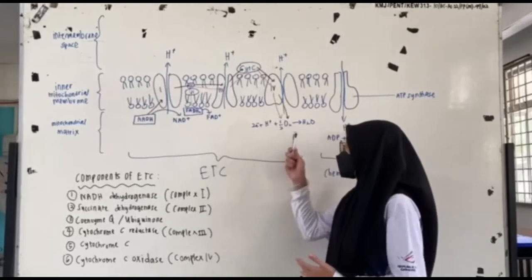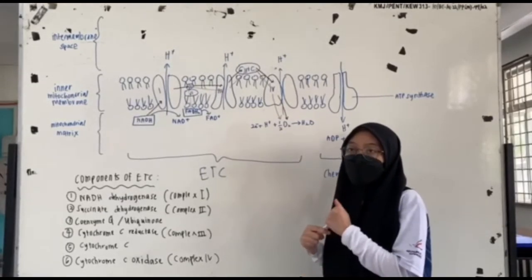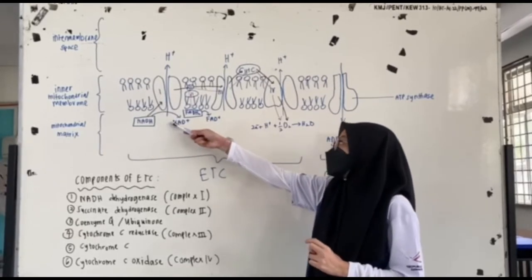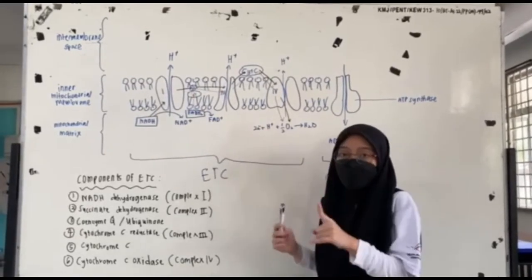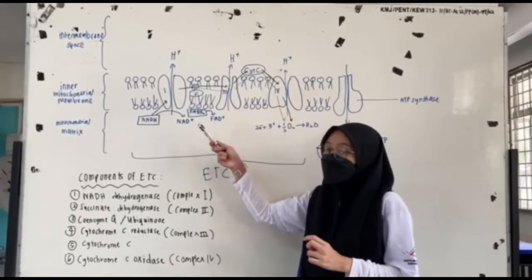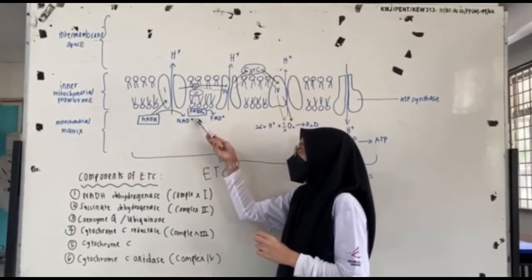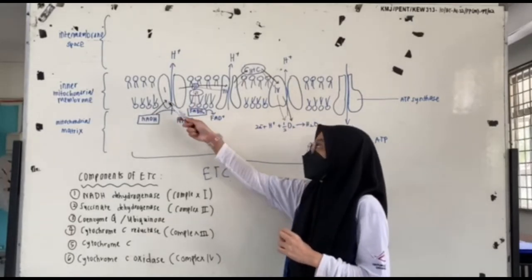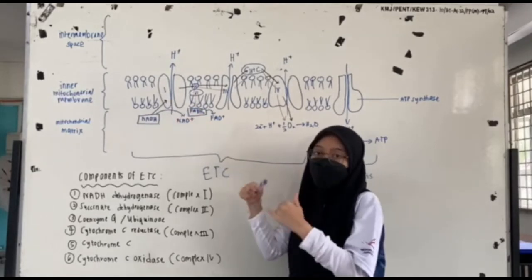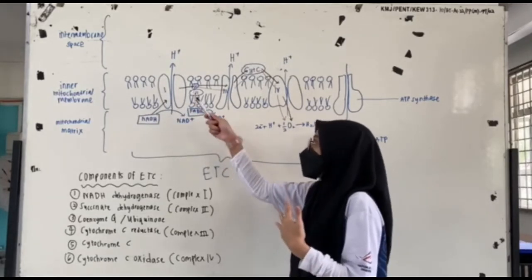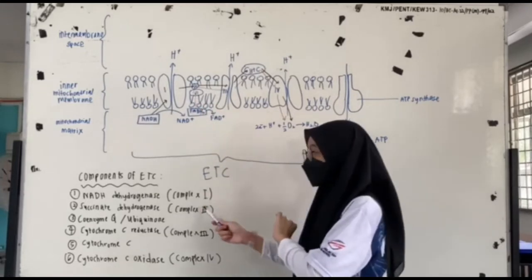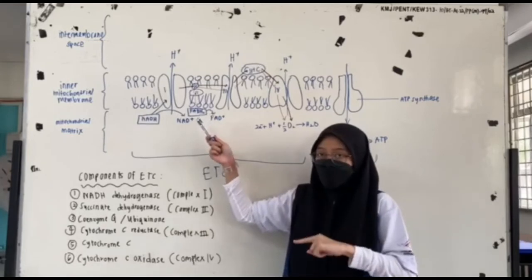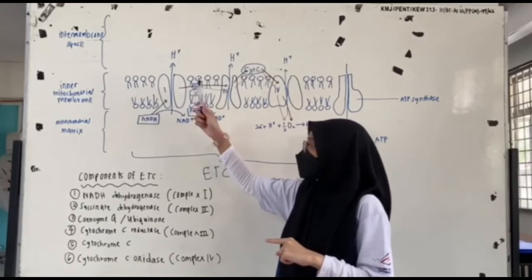In order to form water, oxygen has to receive 2 electrons, but from the NADH, it will only receive 1 electron. So another 1 electron will be received from the FADH2. So FADH2 will transfer the electron to complex 2. Why not complex 1? This is because complex 1 is less electronegative than FADH2, while complex 2 is more electronegative than FADH2. So the electron from the FADH2 will transfer to complex 2.